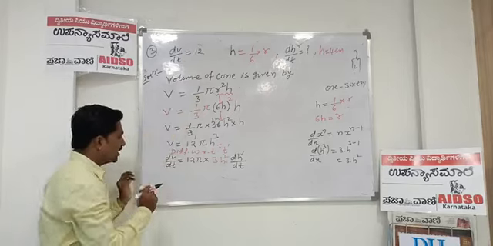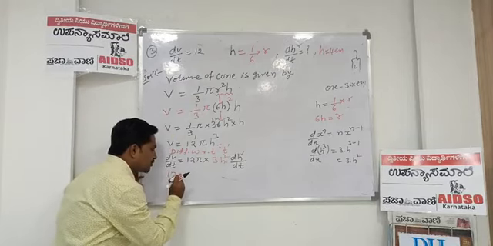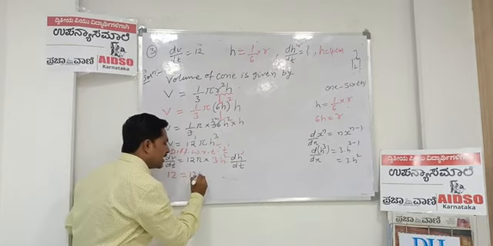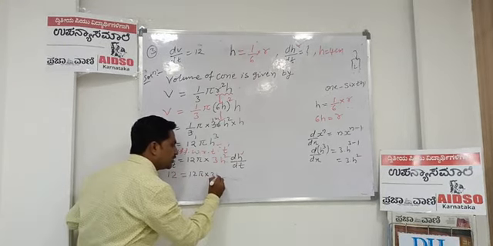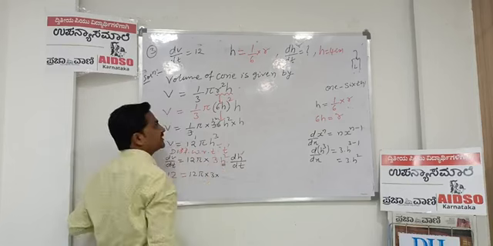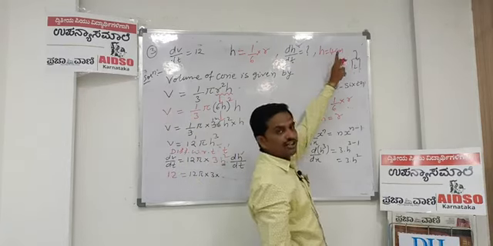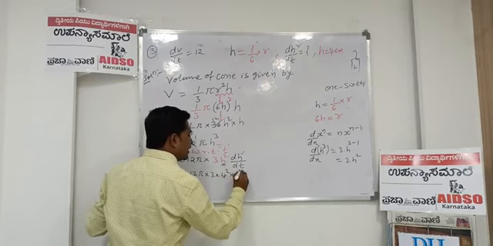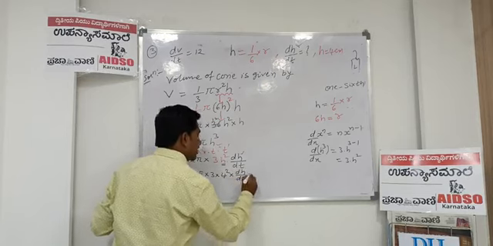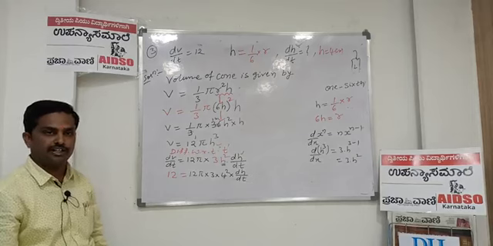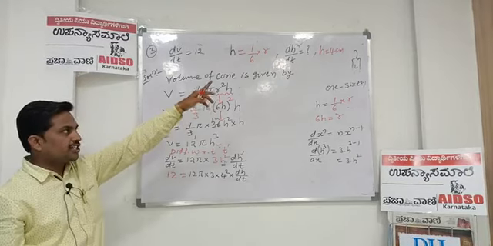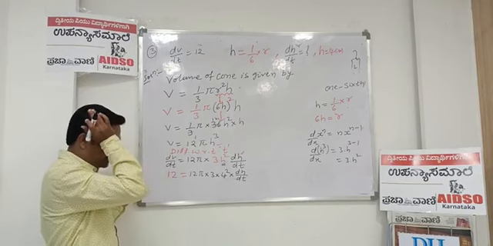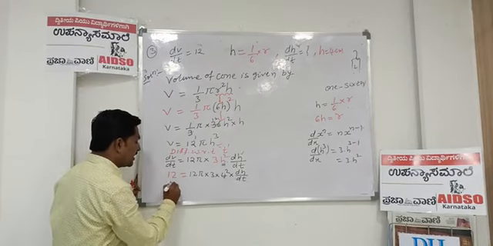It is nothing but 12, so from the given data we substitute 12. Then it will be equal to 12 pi into 3 into h square. The h data is given. What is the value of h? It is 4. So it will be equal to 4 square into dh divided by dt. Here we have substituted the h value which is given as 4 square. Then further it will be equal to 12 as it is.